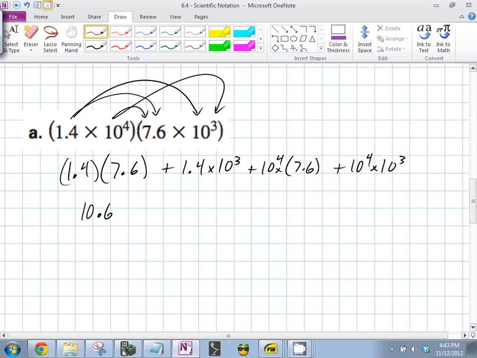It's in scientific notation, that's okay. 7.6 times 10 to the fourth. Notice how I switched them. That's fine. You can switch the order. And then you get 10 to the fourth times 10 to the third. And since they have the same base, you can add the powers, so it's 10 to the seventh.